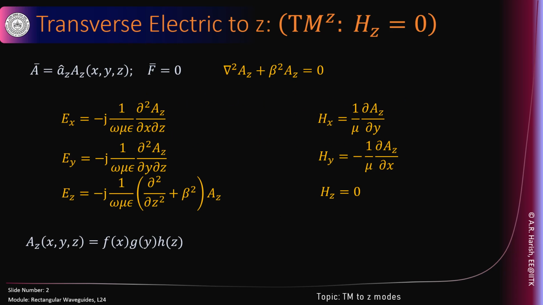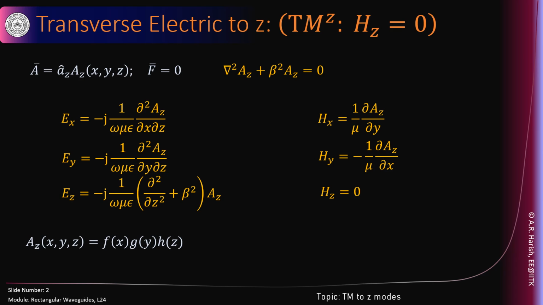Now, I want to solve transverse magnetic to Z, TM to Z. TM to Z is characterized by Hz equal to 0. Yes, we know this. This is obtained by making A equal to Az times a_z cap and F equal to 0. Next step, you are going to write the electric and magnetic fields in terms of Az.